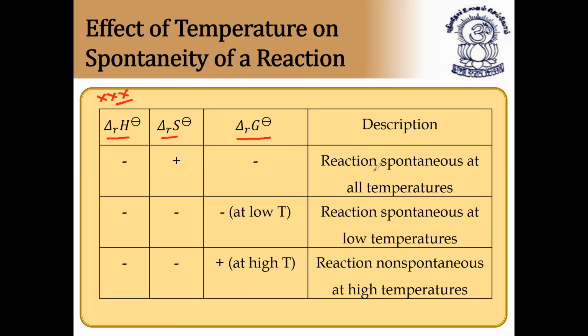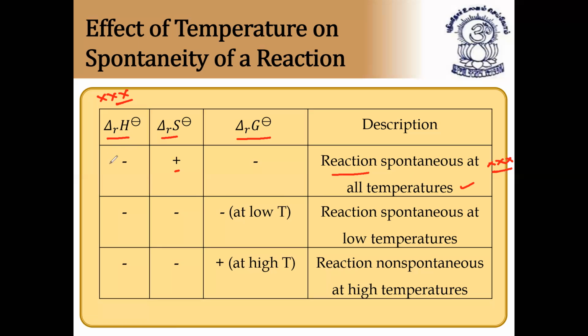Now, if the reaction is spontaneous at all temperatures, then delta H, the enthalpy change, should be negative, delta S, the entropy change of the reaction, should be positive, and delta G of the reaction should be negative. This is the first condition. Any conditions they can ask from this table. So if delta H is negative, delta S is positive and delta G is negative, we can say that the process, either physical or chemical, is spontaneous at all temperatures.